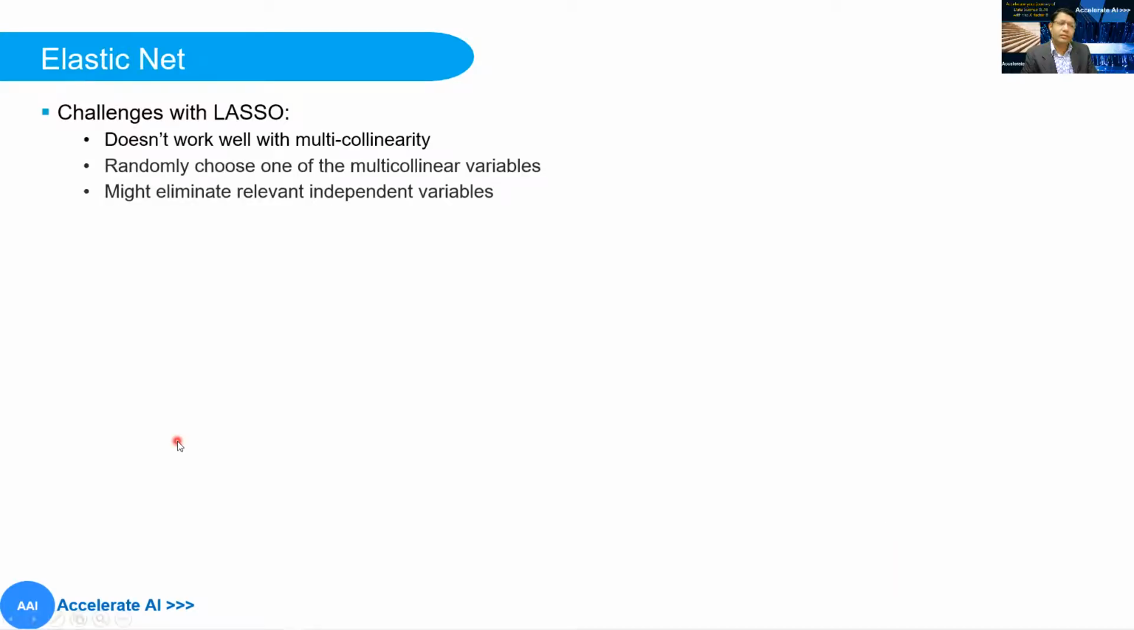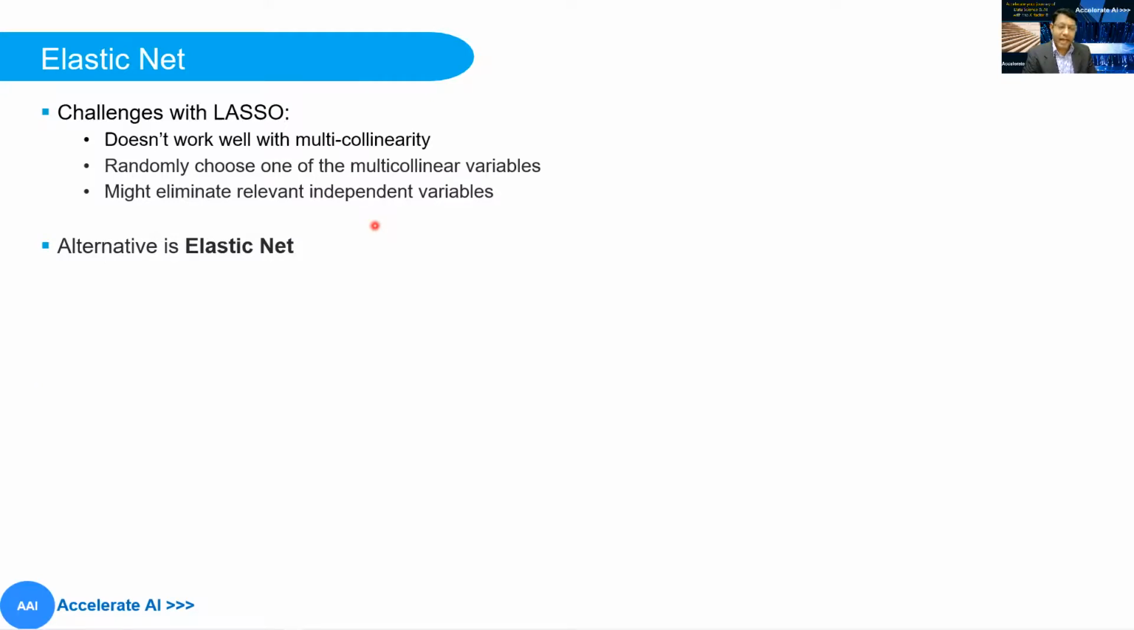All right, so we talked about Lasso. Lasso also has certain challenges. Lasso will not work very well when we have multiple variables which are collinear with each other. What Lasso does in case of multicollinearity is it will randomly choose one of those multicollinear variables without giving any importance to the context or the domain in itself. Which means it will eliminate maybe the relevant independent variable and choose something which is completely irrelevant.